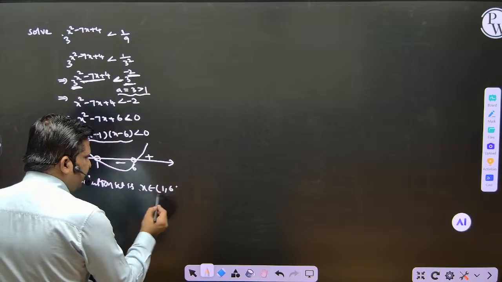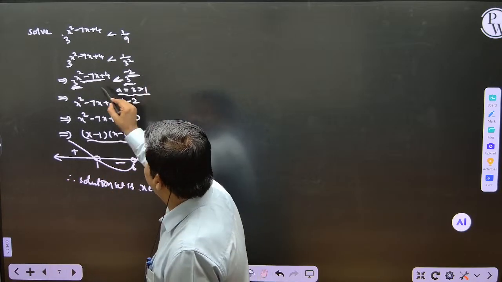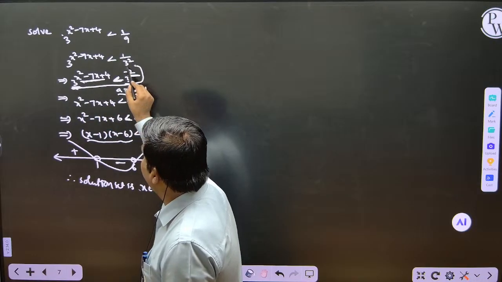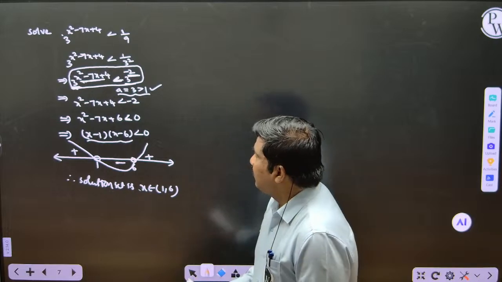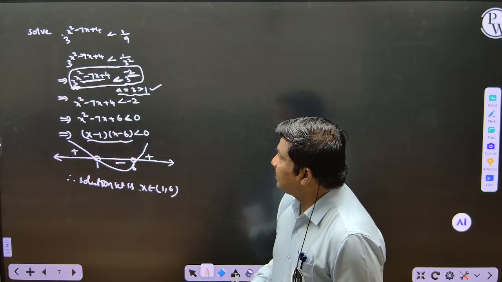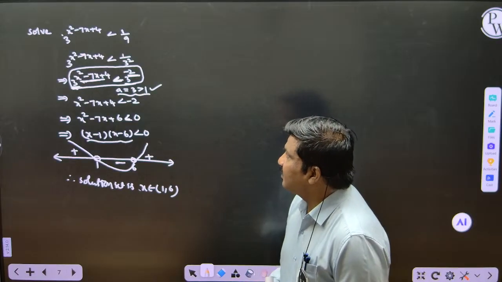So what I did here: this is the inequality which I converted into exponential form. Later I checked the base. The base is more than 1. That's why the powers also hold the same inequality.